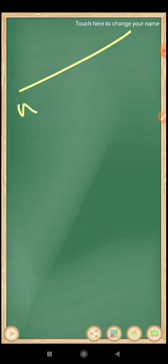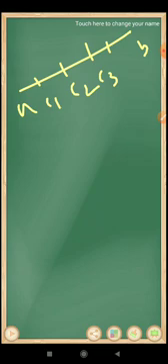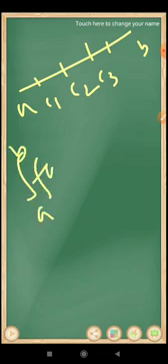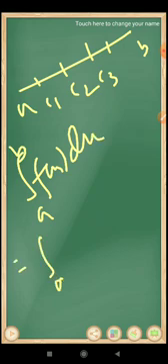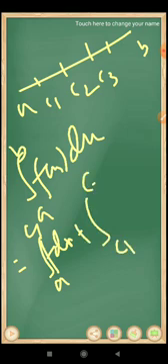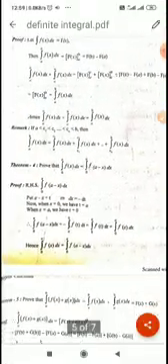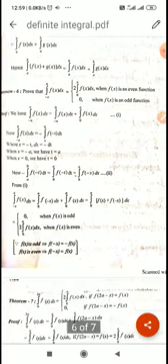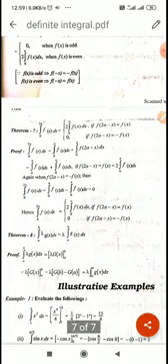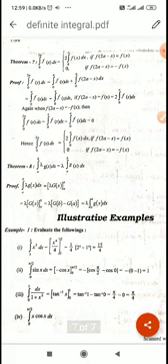If there are several intermediate points in between a and b, suppose this is a, this is b, and c1, c2, c3, dot dot dot, cn, then integration from a to b f of x dx will be integration of a to c1 f of x dx plus integration of c1 to c2 f of x dx plus dot dot dot plus integration of cn to b f of x dx. Okay, that is the formula. Now we are going to solve some examples here. Okay, here you can see the problems.